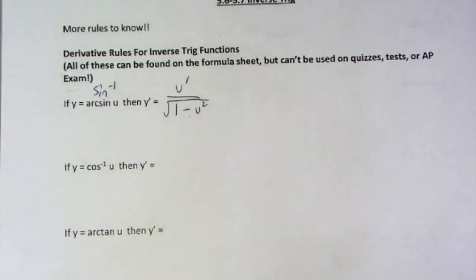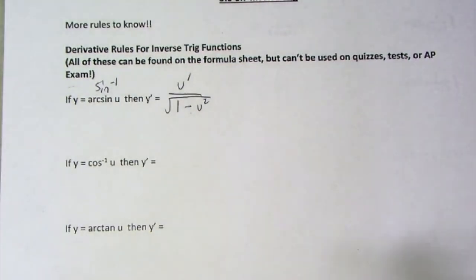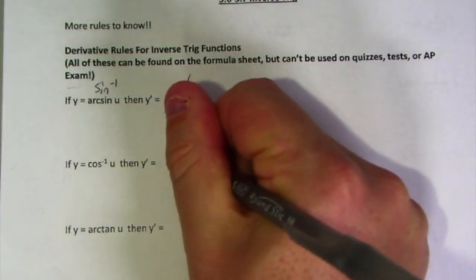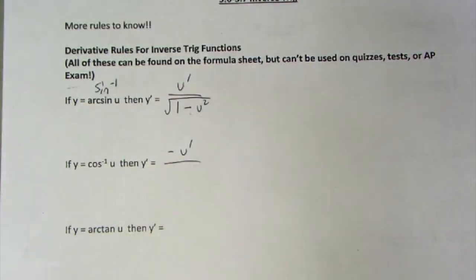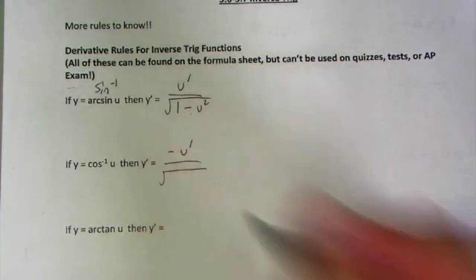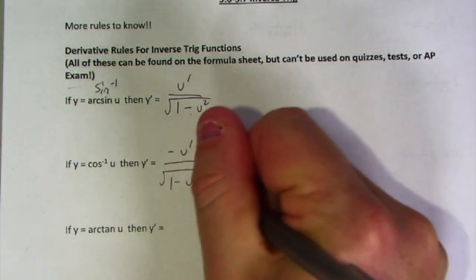That's our rule. Those of you that make flashcards, you just got to memorize it. Now, the nice thing is, it looks like there are 4 here we have to memorize, but the inverse cosine is literally just the negative of the inverse sine. So you really just need to know sine inverse, and then you already know cosine inverse. It's the same, just the negative. So negative u prime over the square root of 1 minus u squared.